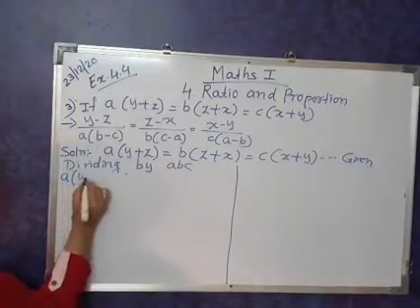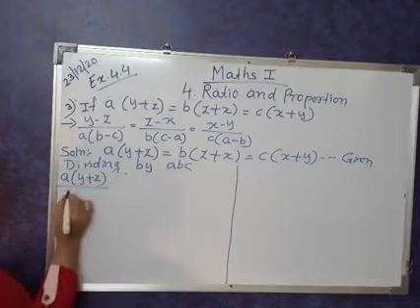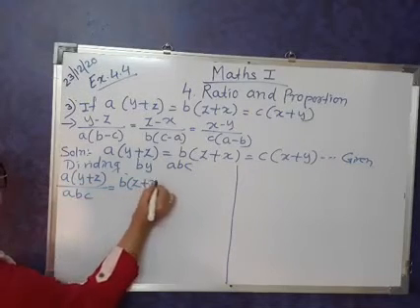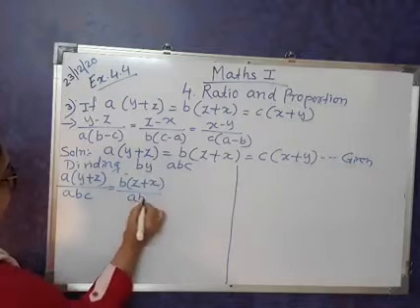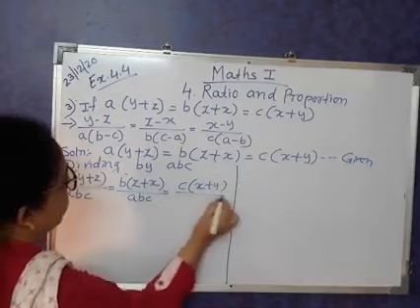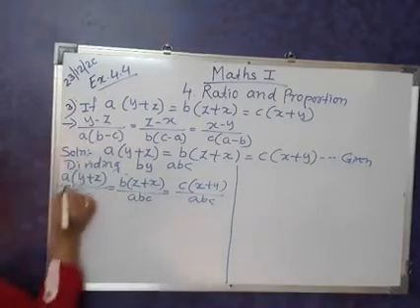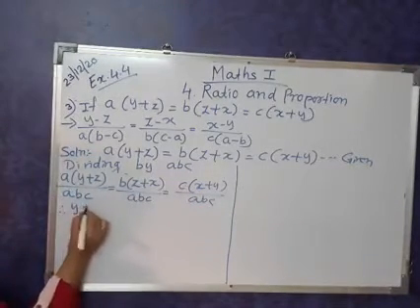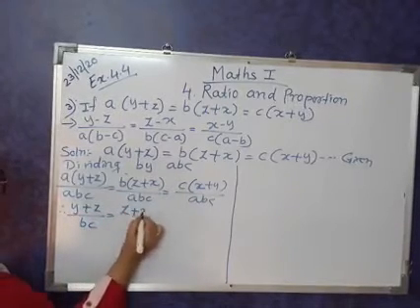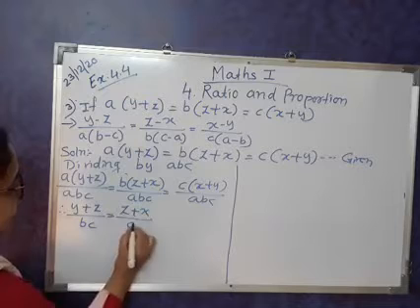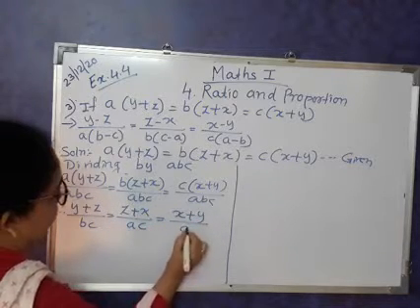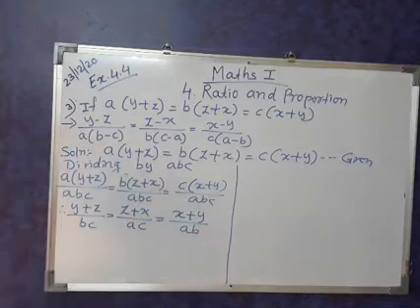First term we are dividing by ABC. Second term we are dividing by ABC, and the third term also we are dividing by ABC. So A will get cancelled. (y + z)/BC = (z + x)/AC, B will get cancelled, = (x + y)/AB. Is it clear up to this?